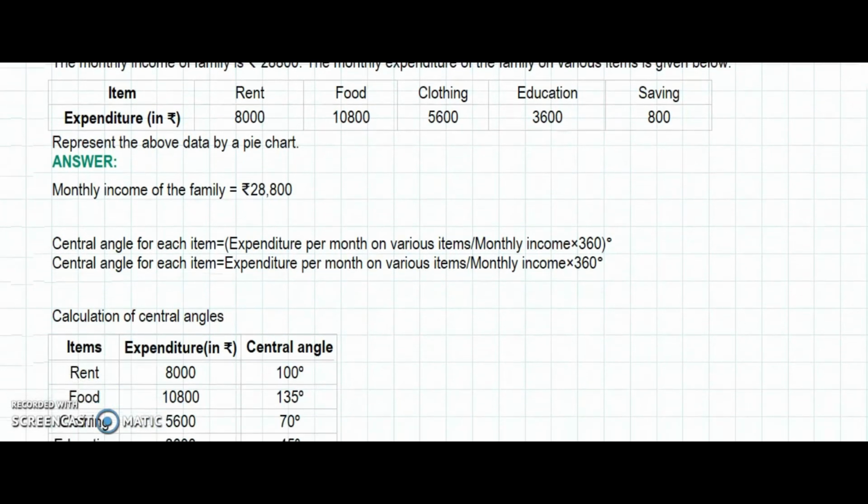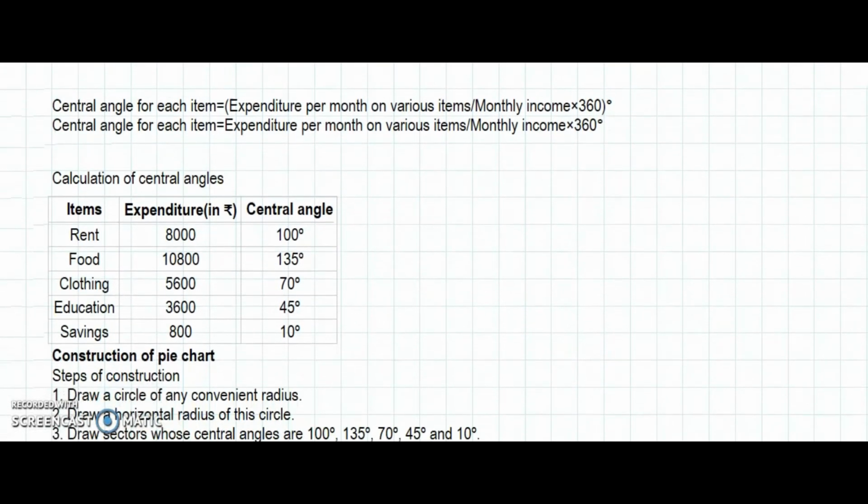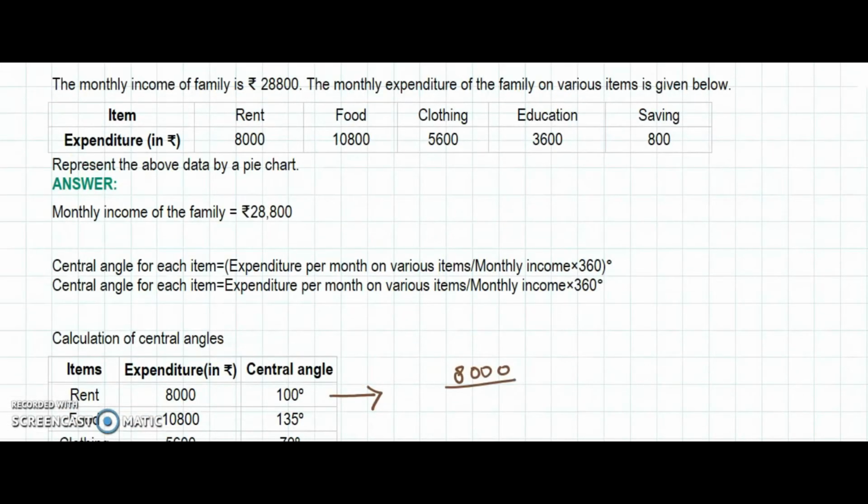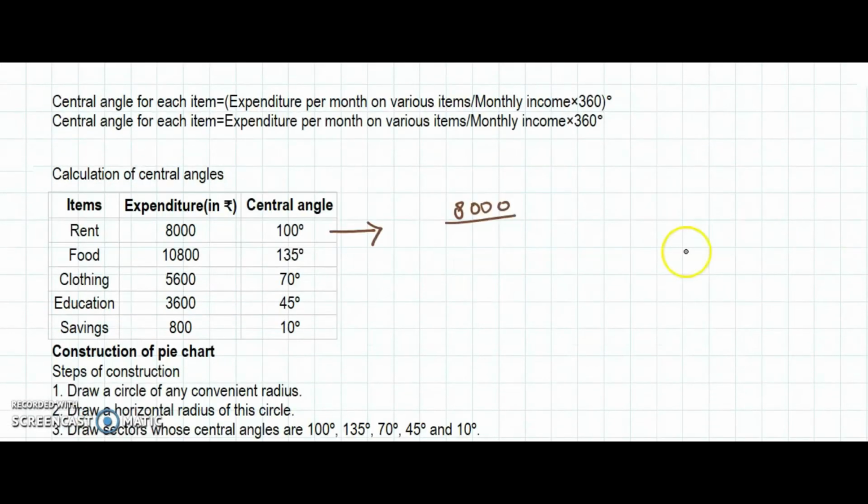So let us first convert the things in a proper sequence. Here the formula is written. I have already converted them into angle form, and anyone can solve it easily. Let me solve it for this one for you. It is the expenditure of 8,000 upon the monthly income, as given in the question, which is 28800, multiplied by 360.